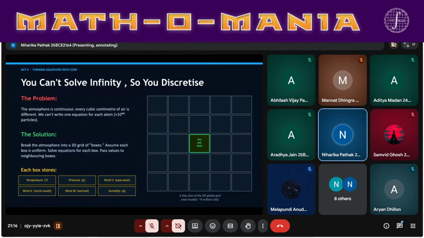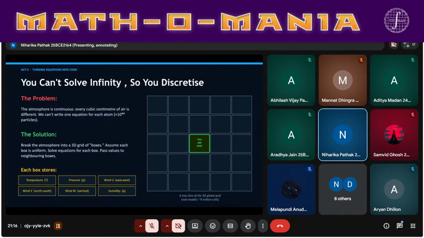Now, here's the practical problem. The atmosphere is continuous. Every cubic centimeter of air is slightly different. You can't write one equation for every atom, right? Because there are something like 10 to the power of 44 particles in the whole atmosphere. So imagine writing that many equations. So what do we do? We cheat a little, but in a beautiful way.